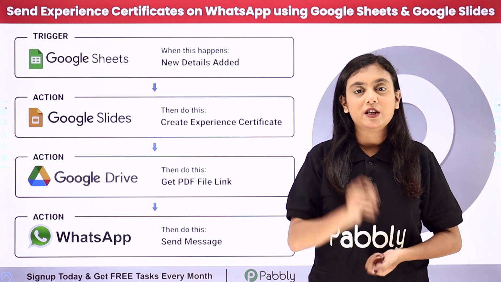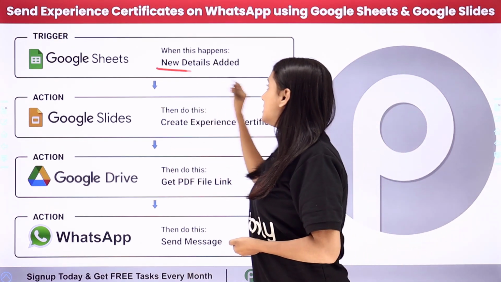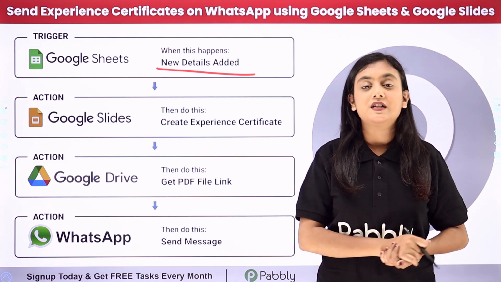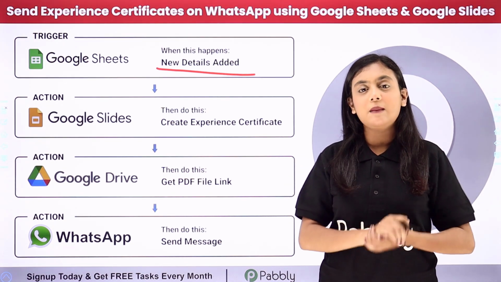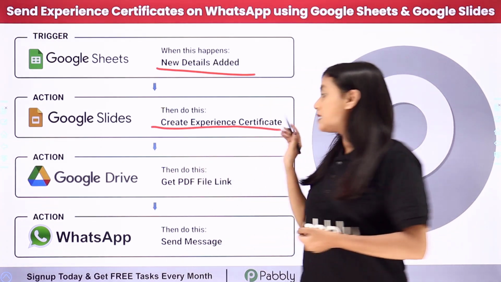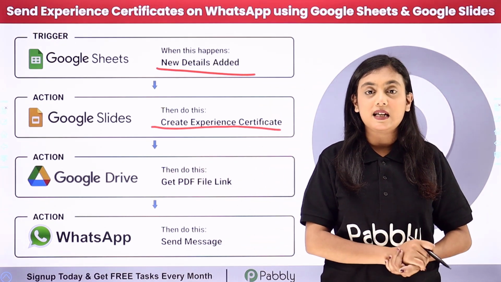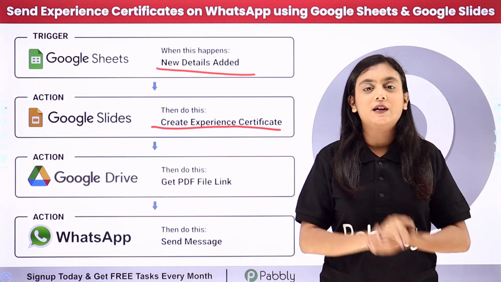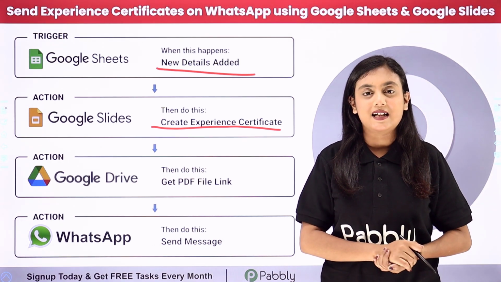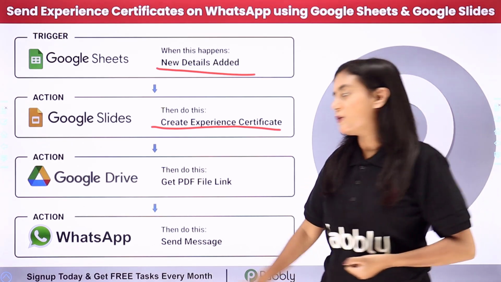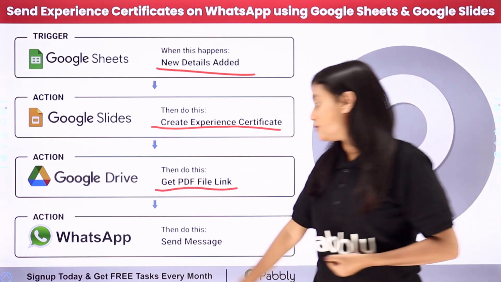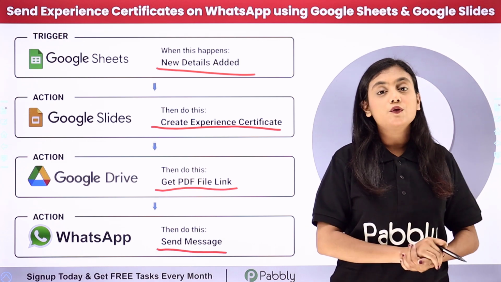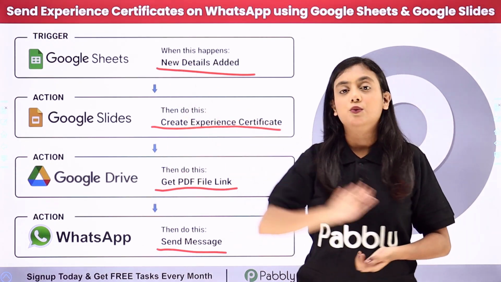With the help of this automation, whenever you add the details of the employees for whom you want to create the experience certificate in your Google Sheets, a certificate of experience is automatically created for that same employee with the help of Google Slides, using the template that we have already created in our Google Slides. And with the help of Google Drive, we are going to receive a PDF file link of that same certificate, which is going to help us send a WhatsApp message to all of those employees whose details we have added in our Google Sheets.